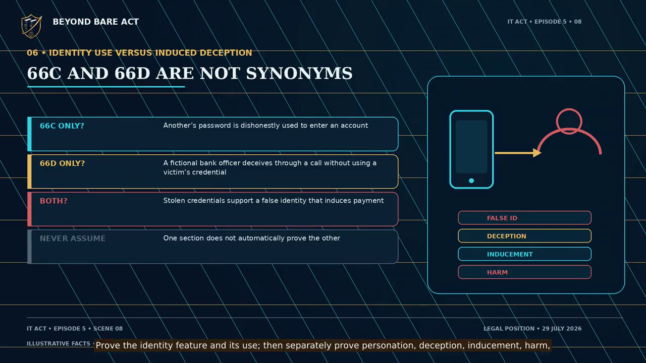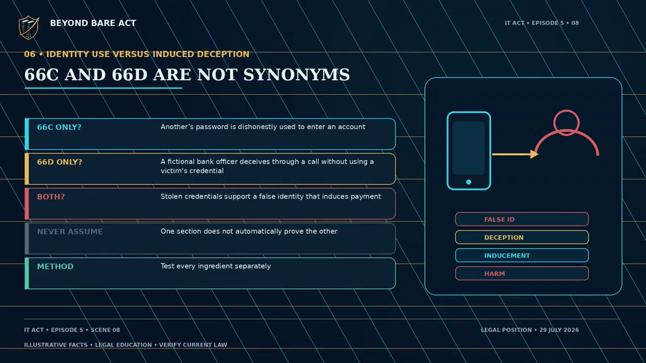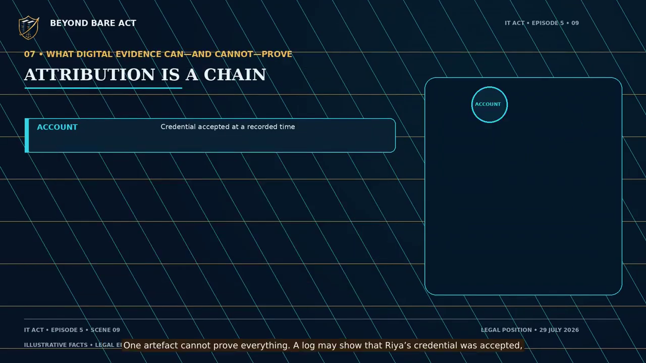Prove the identity feature and its use. Then separately prove personation, deception, inducement, harm, attribution, and the technological medium. If Riya recognises the call and sends no money, completed cheating requires careful analysis, while attempt or other provisions may remain relevant. An unsuccessful scam and a completed transfer are not identical. One artifact cannot prove everything.